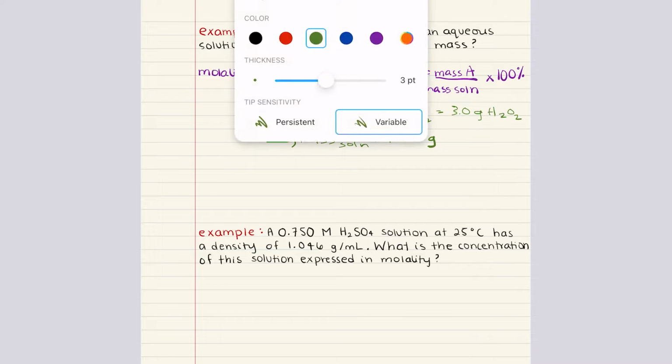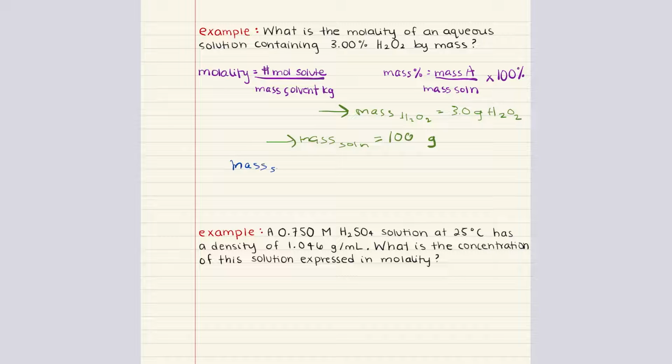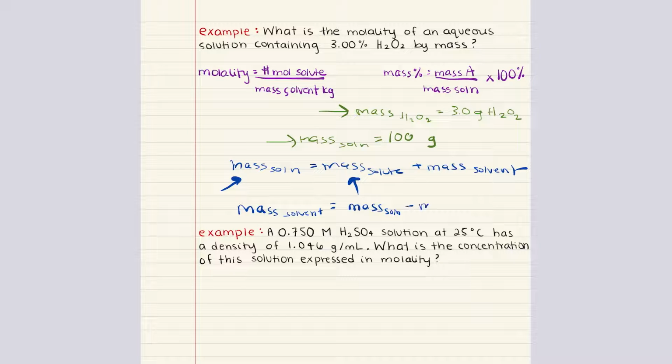How? Well, the mass of solution is equal to the mass of the solute plus the mass of the solvent. We know the mass of the solution, we know the mass of the solute. We can rearrange this expression to solve for the mass of the solvent. It's going to be equal to the mass of solution minus the mass of the solute. So it is going to be 100 grams minus 3 grams, and that is going to equal 97 grams. The mass of the solvent, and that is 97 grams.